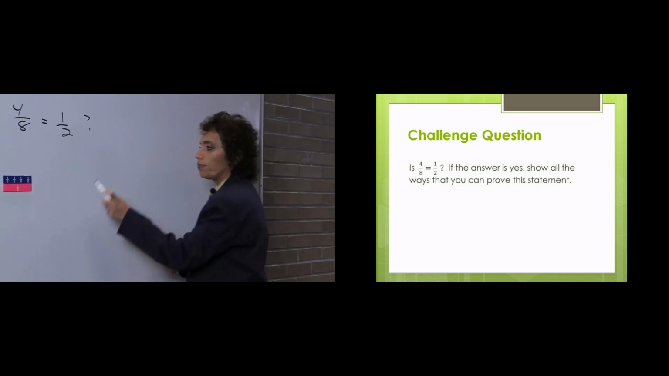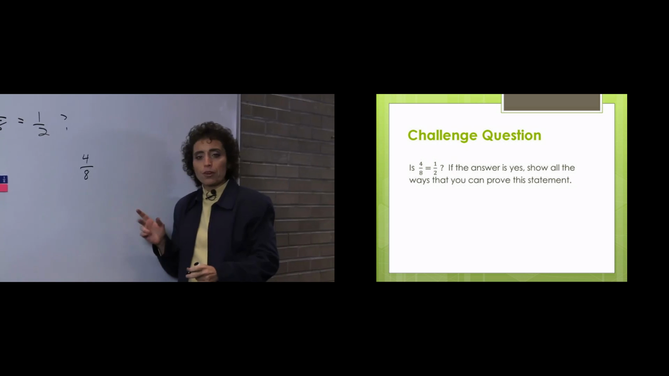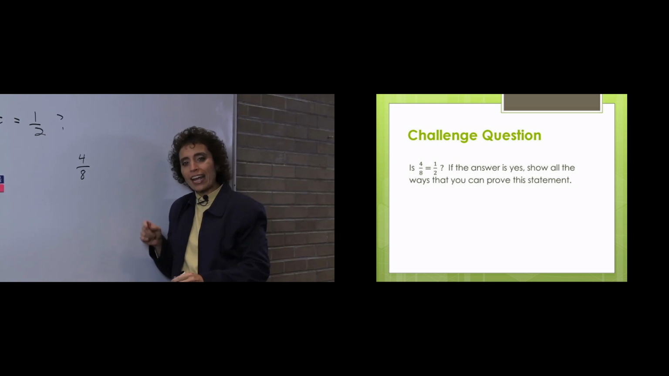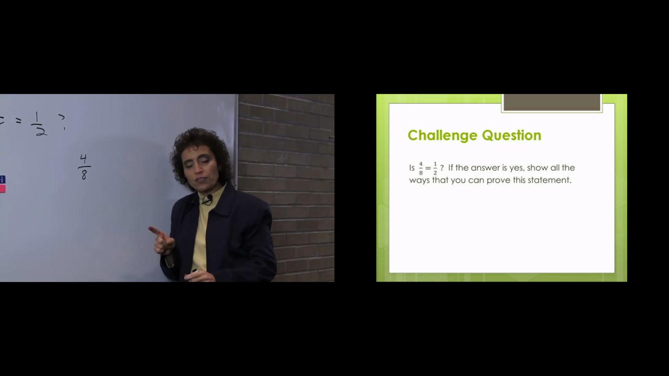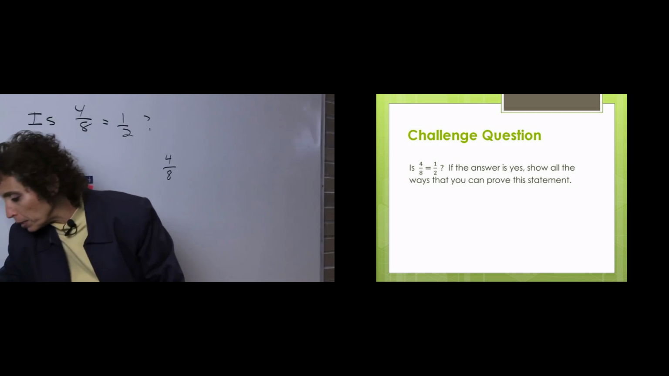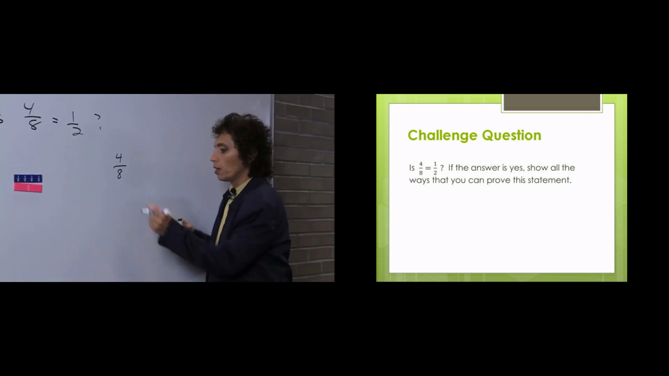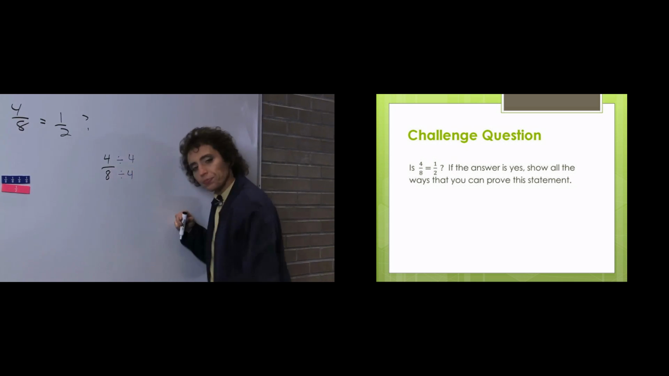Okay, so let's look at 4/8. And let's think about a number that will divide into both 4 and 8 evenly. Well, there's 2, and we can use that. But there's actually even a bigger number that divides into both of them. Yes, it's 4. So we're going to divide the top and the bottom by 4.